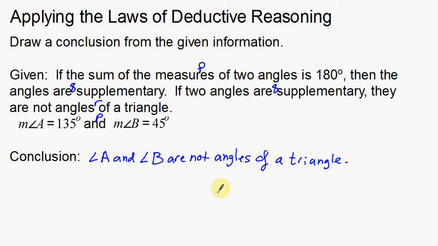So again, this was a video on applying the laws of deductive reasoning. Those laws are the law of detachment and the law of syllogism. In these two examples, we just used the law of syllogism to make a conjecture and draw these conclusions.